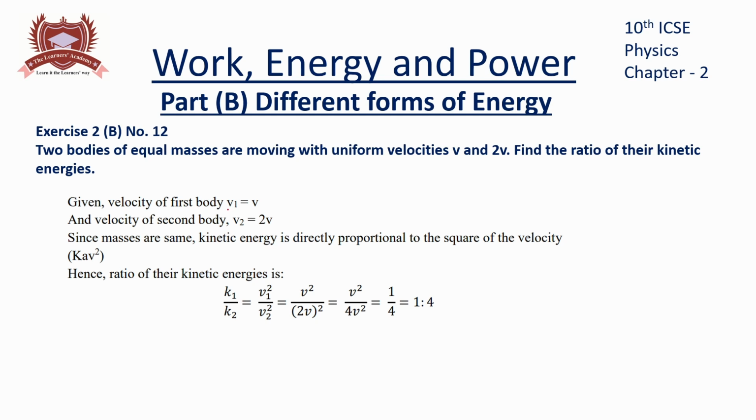So let's go ahead. The velocity of the first body is v1, velocity of the second body is v2. Now we know that the kinetic energy is directly proportional to v square. So we can see that kinetic energy K1 upon K2 would be v1 square upon v2 square. So it would be equal to v square upon, what is the second one, it is 2v, so we can put it as 2v square. So it gets v square upon 4v square. V square cancels, and the ratio becomes 1:4.